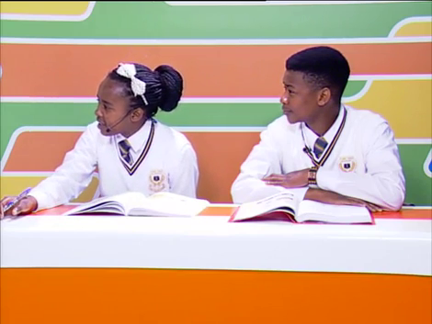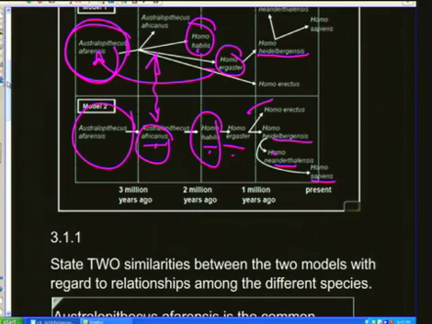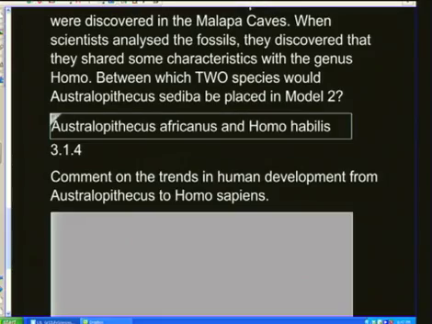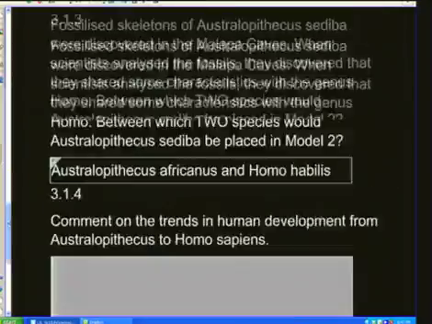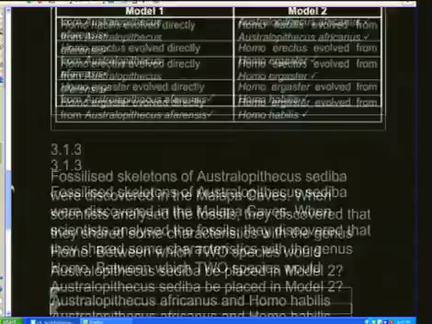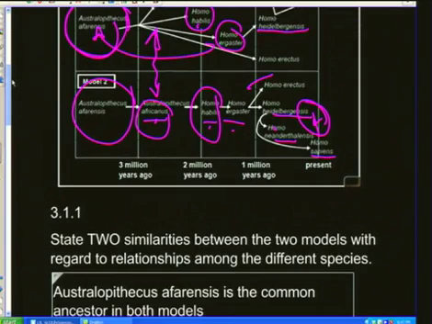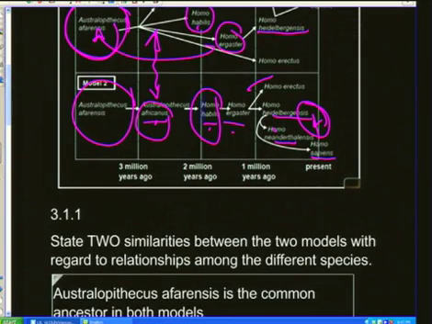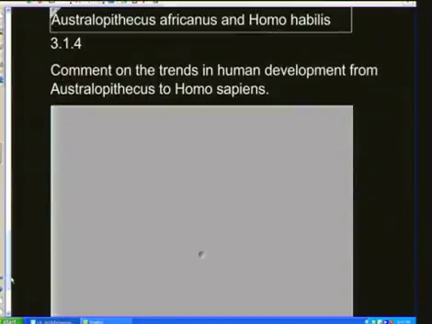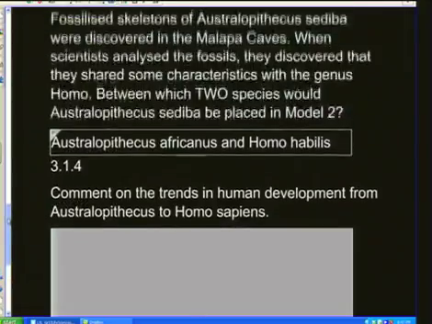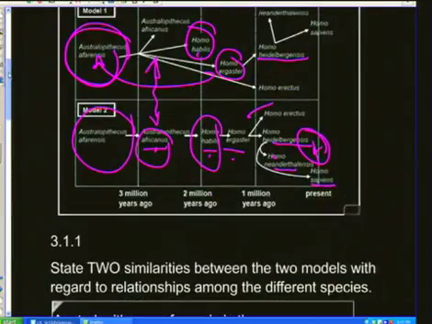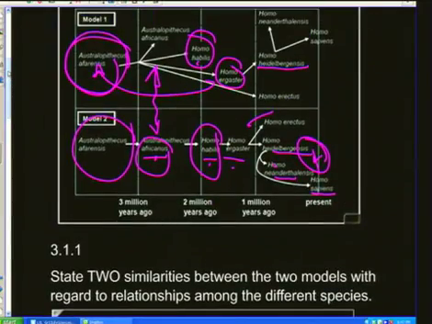Or somewhere in this area here? Will you agree in that area? Yes, I would say that area. Good. In Model 2 they said, okay, let's see what we're saying there. Australopithecus africanus and Homo habilis. Okay, let's go back. In this area here, we're going to put it in that area there. Let's see why. Between which species would they be put in Model 2? Let's go back there. They're saying that they're going to put them in here.